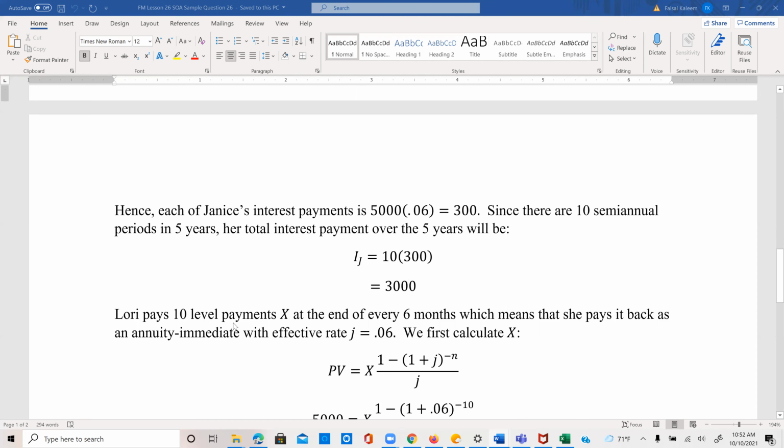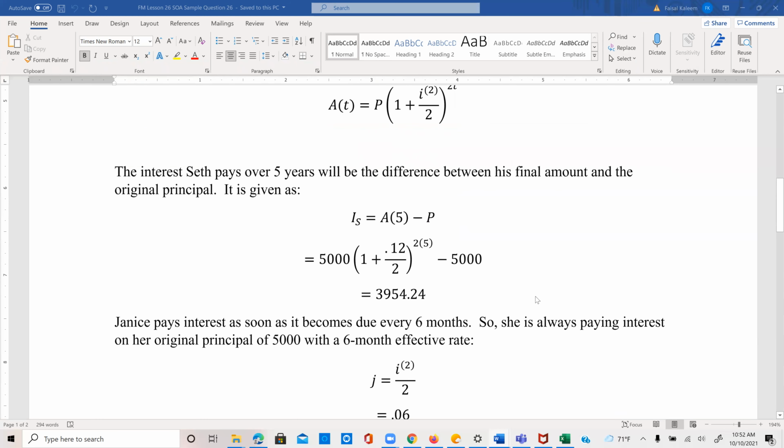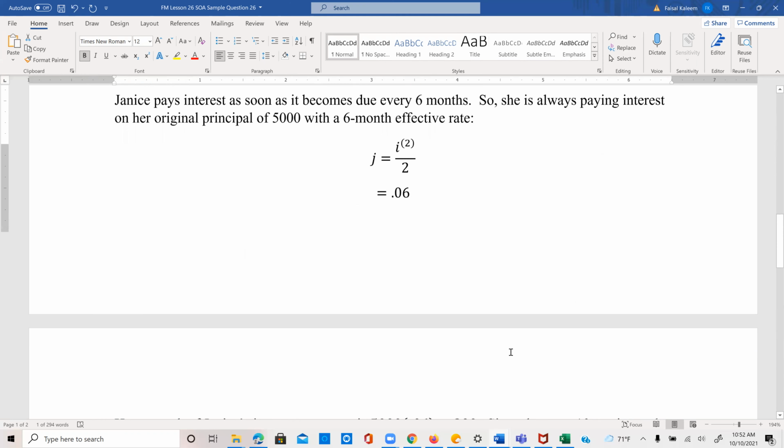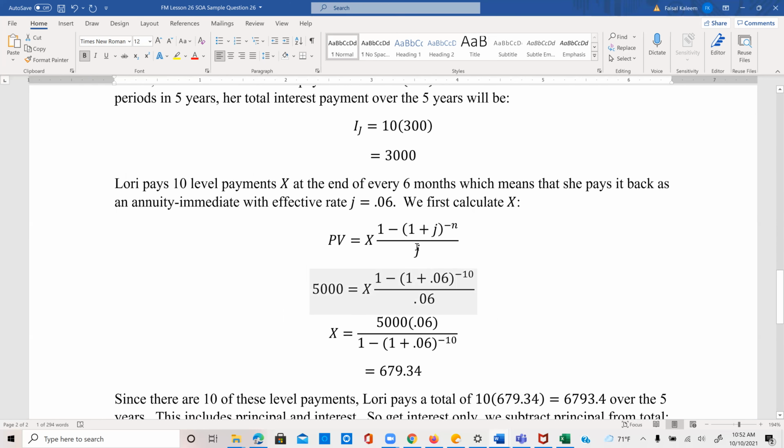And now Laurie pays 10 level payments X at the end of every 6 months, right? Laurie pays 10 level payments at the end of every 6 months. So Laurie pays it according to an annuity immediate. So j is 0.05 as we calculated above, the effective rate for each 6-month period, and n will be the number of 6-month periods, which in this case would be 10, since there are 5 years. So there'll be 10 6-month periods in 5 years.